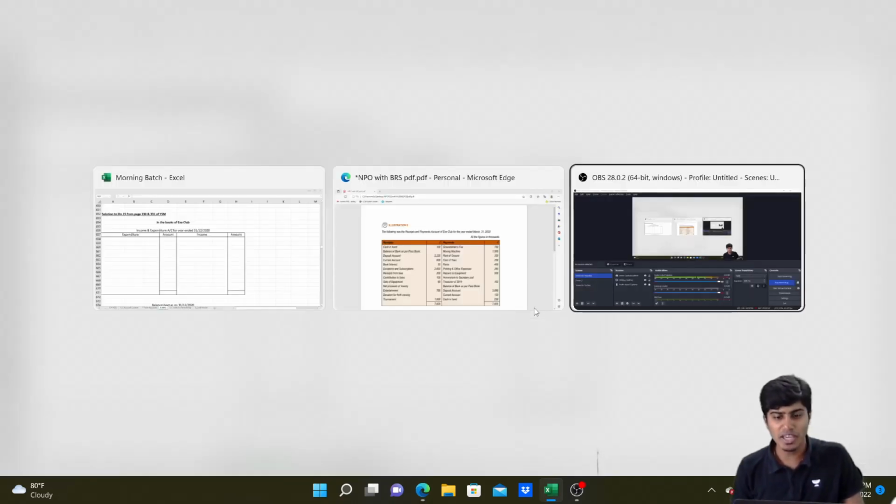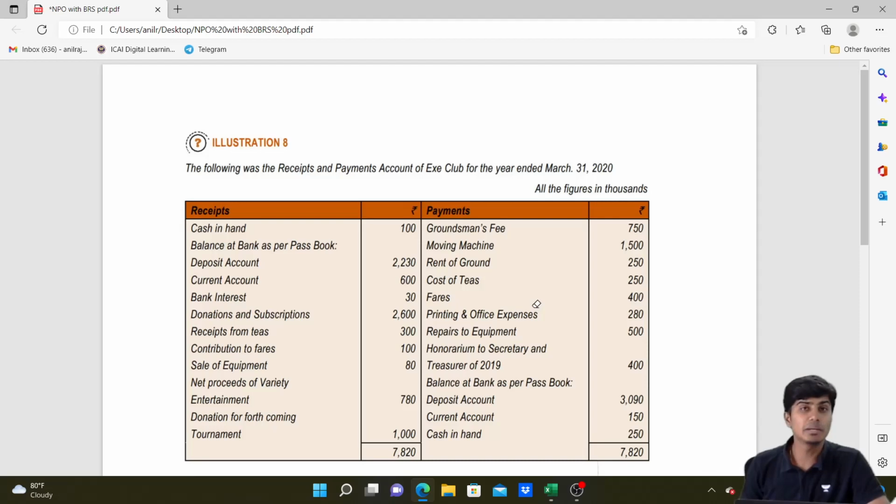This is the question of EXE club on NPO which I'll be solving. I'll also be coming up very shortly with another video on illustration number 17 in our class material, Diana club, which is again similar to this one.